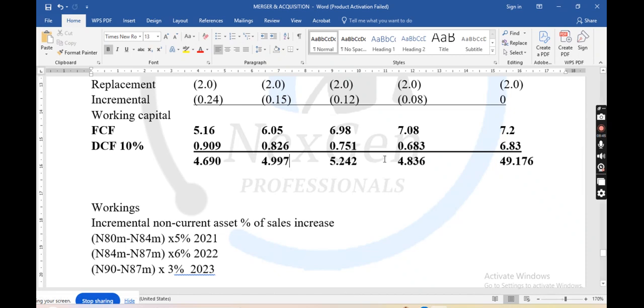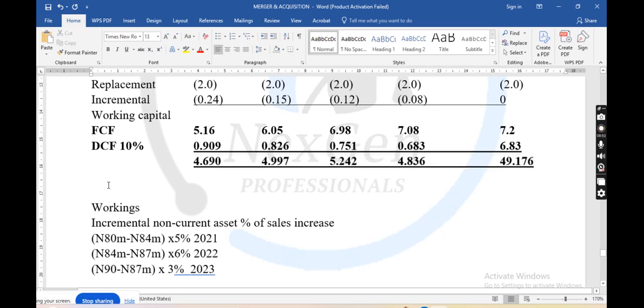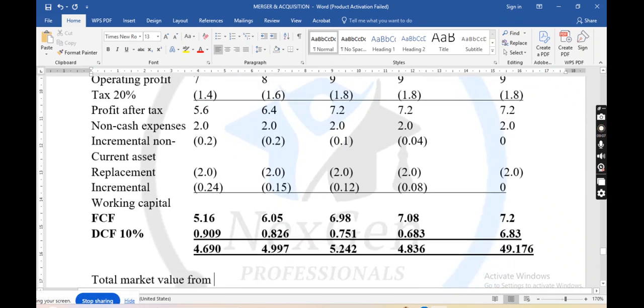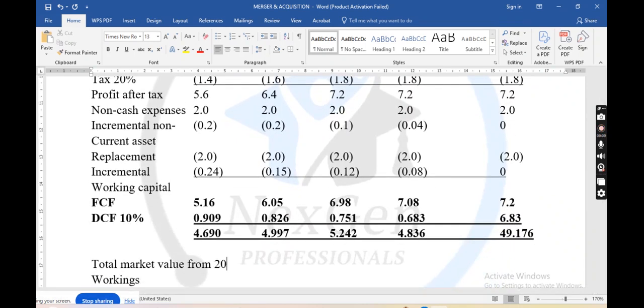Okay, so what is the total market value from which year? From 2021 to 2025 and beyond.